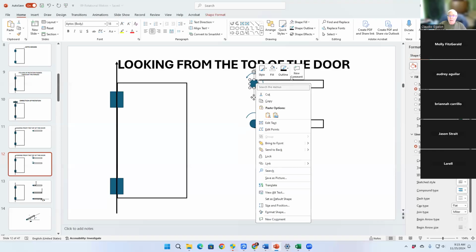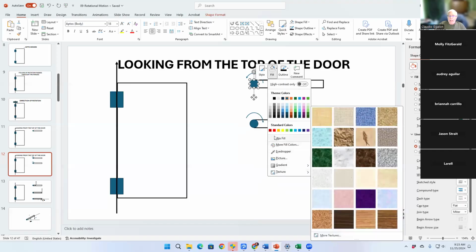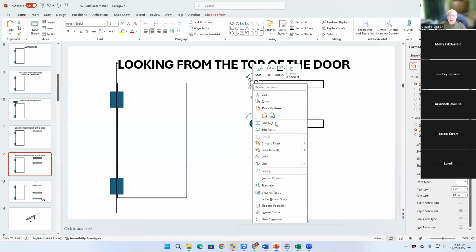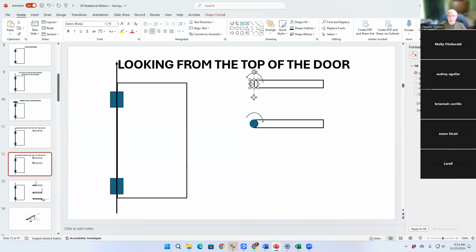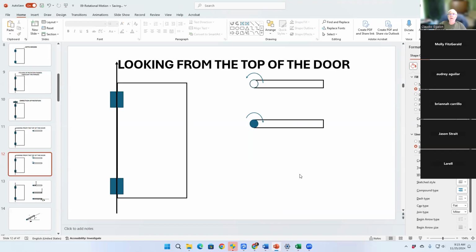I'm gonna make this one like that. No fill. Bring it to the top. Bring to front. No, I gotta do more than that. White fill. Okay, now we have it. And I'm gonna substitute this axis of rotation by the other.